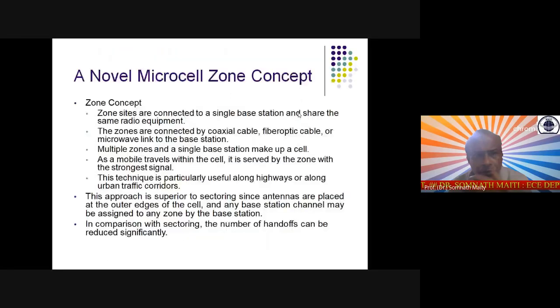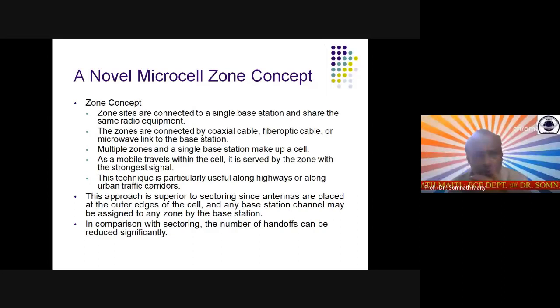So, the zone concept: sites are connected to a single base station and share the same radio equipment. The zones are connected by coaxial cables, fiber optic cables, or microwave link. Multiple zones and a single base station make up a cell. A mobile travels within a cell. It is served by the zone with the strongest signal. This technique is particularly useful along highways or in urban traffic. So this is very important because you have only one antenna, but it is servicing 3 different regions.